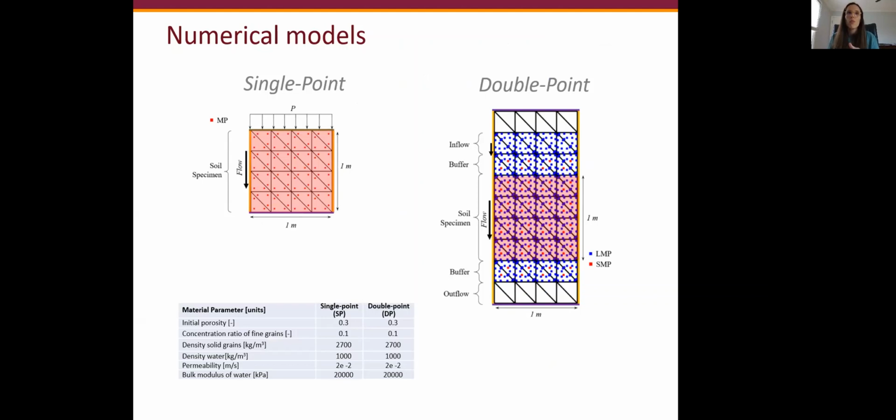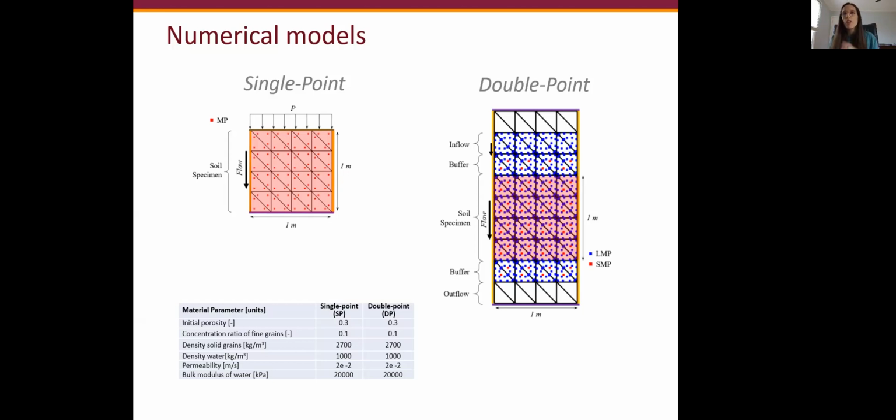In particular, we account for one-dimensional vertical downward flow, and we prescribe the boundary conditions slightly differently in the two approaches. On the left-hand side, for the single point formulation, we prescribe the velocity of the flow using this pressure gradient at the top and bottom boundaries. Both lateral boundaries are impervious.